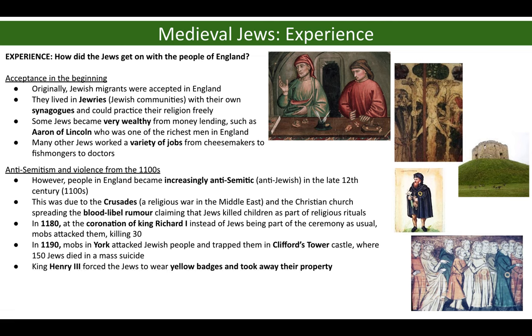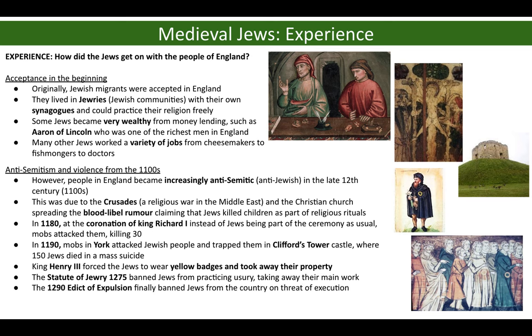We see several examples of the government or the king attacking Jewish migrants. For example, Henry III forced the Jews to wear yellow badges, which you can see in these images from the time, and he takes away their property, their homes and businesses. The Statute of Jewry in the year 1275 banned Jewish people from practicing usury, which was taking away the main work that they had done to become wealthy. And then finally, in 1290, the Edict of Expulsion banned Jews from the country and said you have to leave or you will be executed. And it's not for about 400 years that Jews are allowed back into the country.